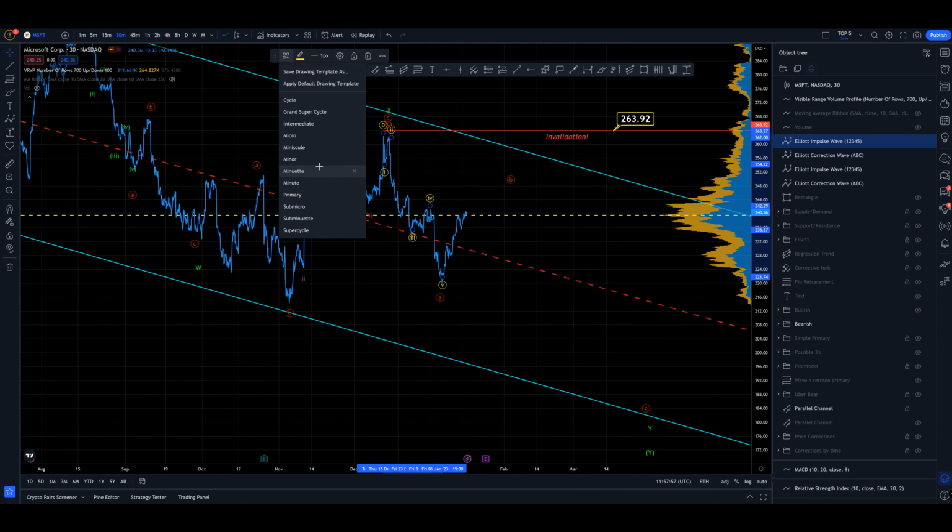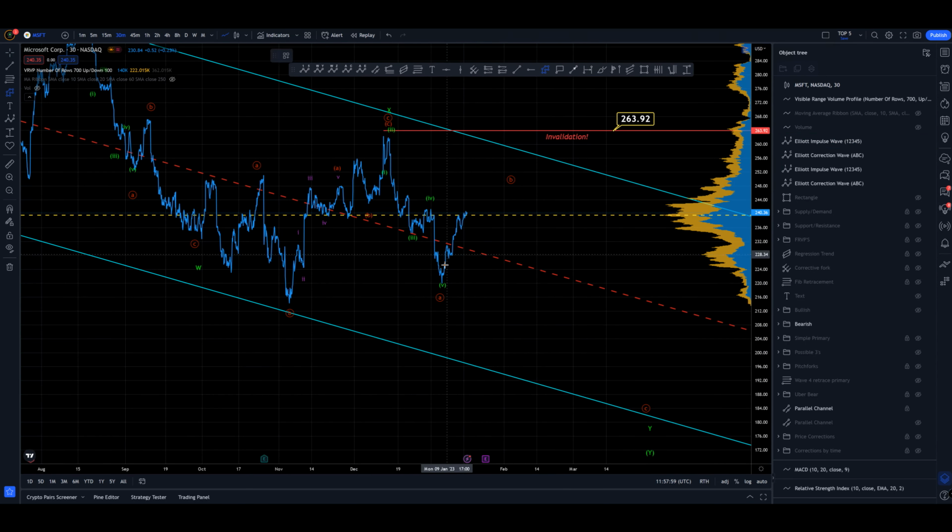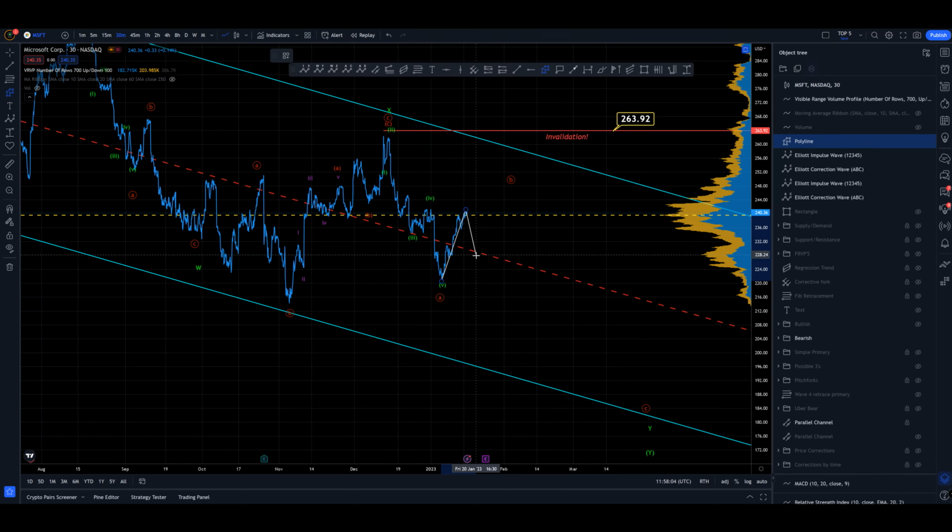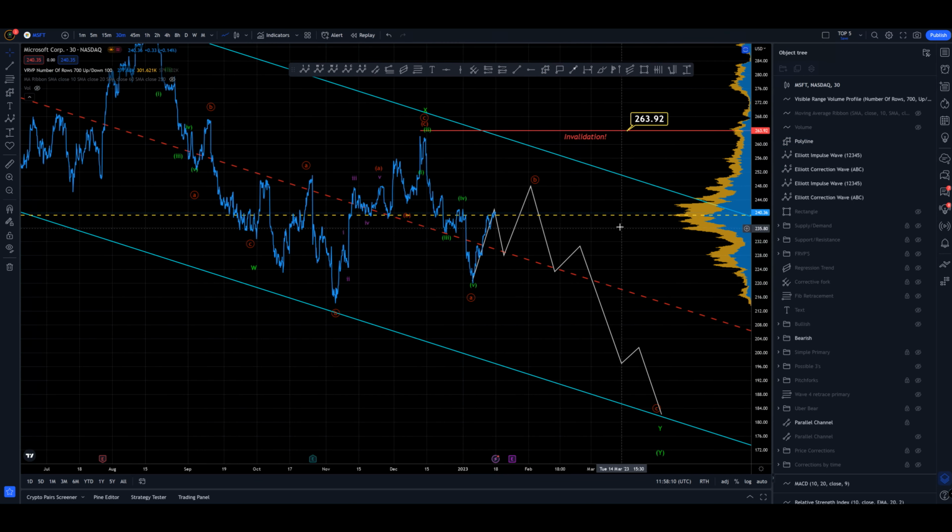We'll bring that into minuette degree. This does look like 5. 1, 2, 3, 4, 5. So maybe we're getting A, B, C, zigzag into B, and then we'll get 5 down for C. I'm going to leave it like that for the moment.